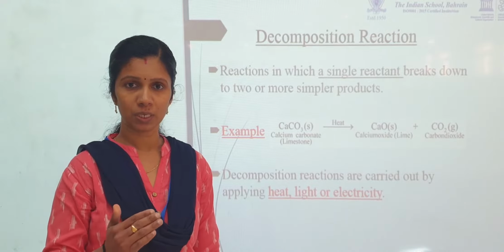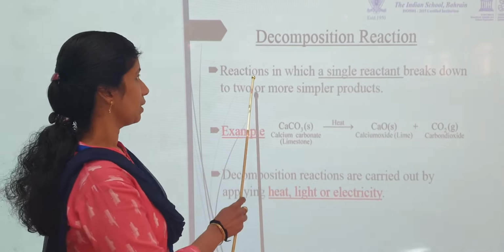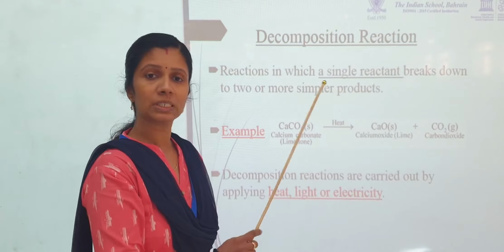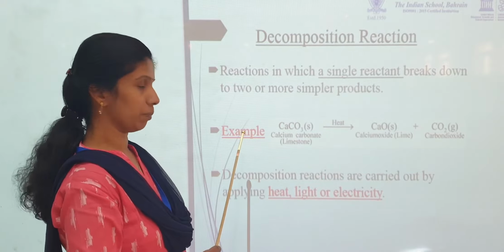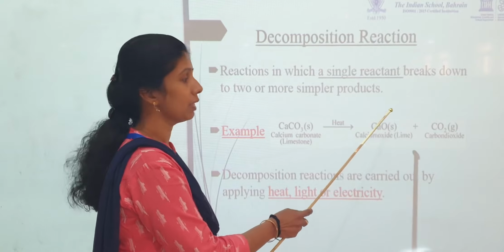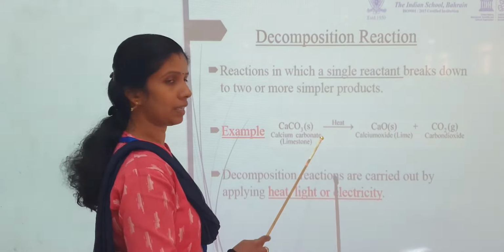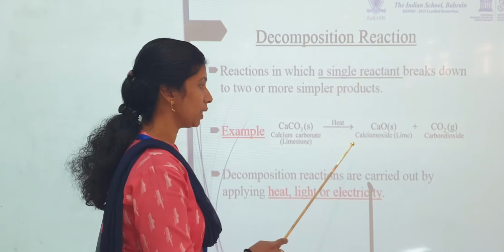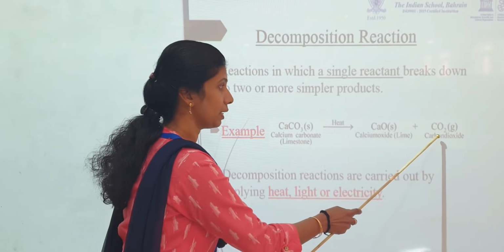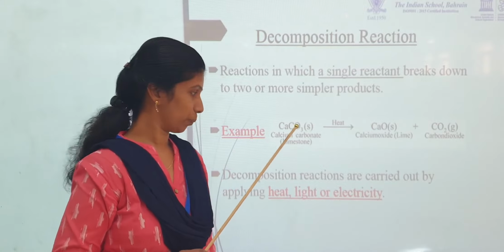Decomposition reaction is actually just the opposite of the combination reactions. That means reactions in which a single reactant breaks down to two or more simpler substances. For example, calcium carbonate on heating decomposes to give calcium oxide and carbon dioxide. In this reaction, a single reactant, calcium carbonate, splits into two different substances, that is calcium oxide and carbon dioxide. This type of reaction is known as decomposition reaction.